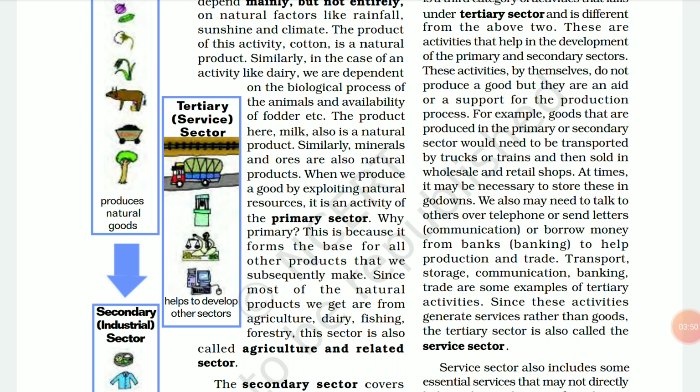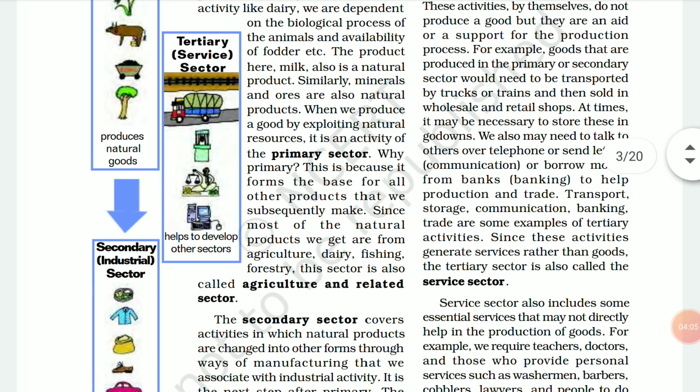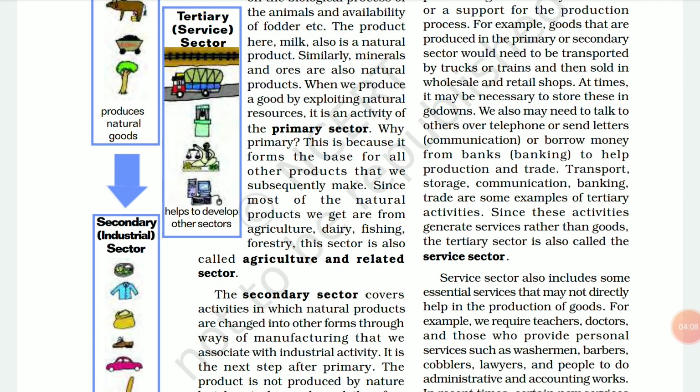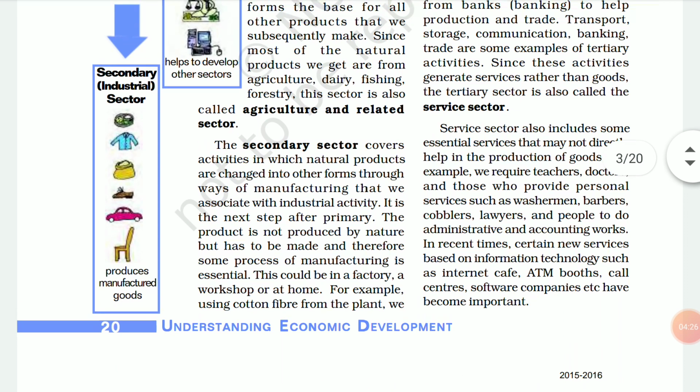Why primary? This is because it forms the base for all the other products that we subsequently make. Since most of the natural products we get are from agriculture, dairy, fishing, forest, etc., this sector is also called agriculture or related sector. And related sector, why? Because most of the products that we receive in primary sector are very closely related to natural things like agriculture, dairy, fishing, and forestry. So this was all about primary sector.